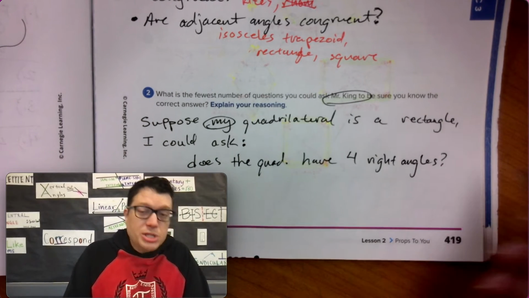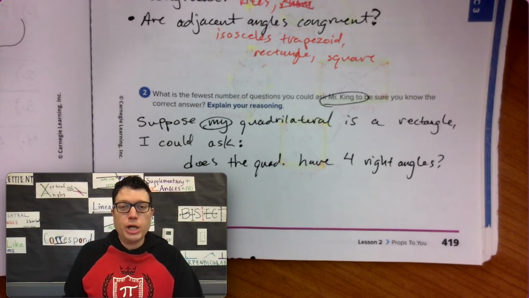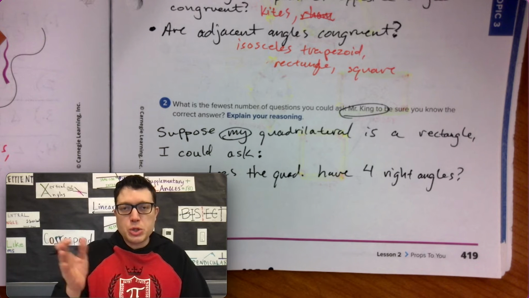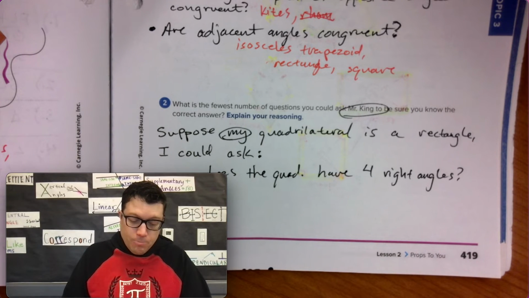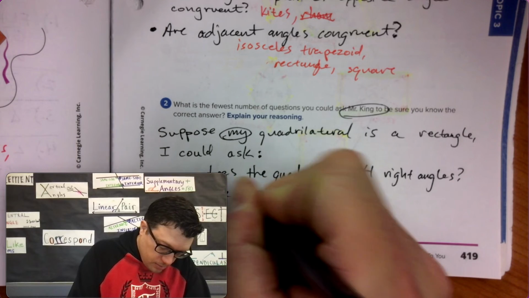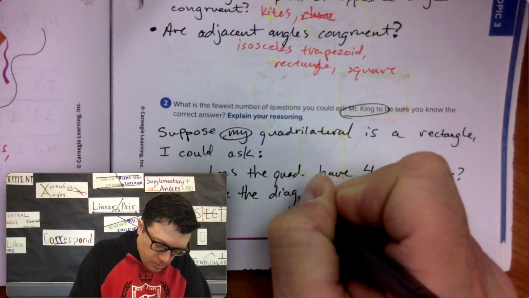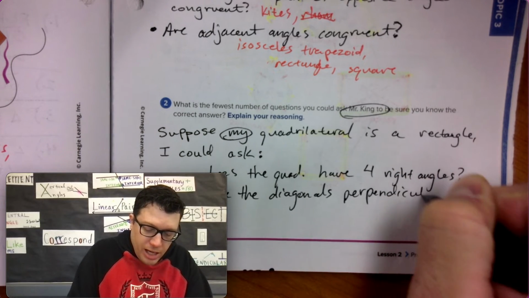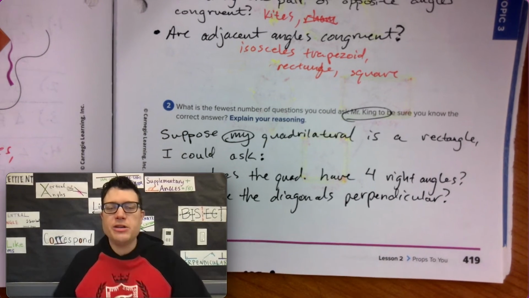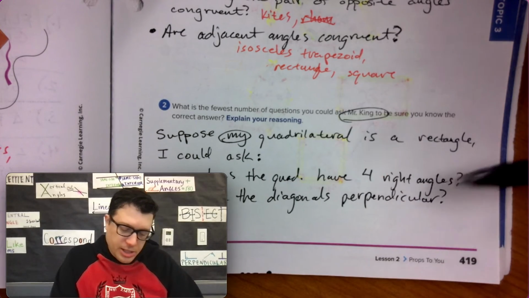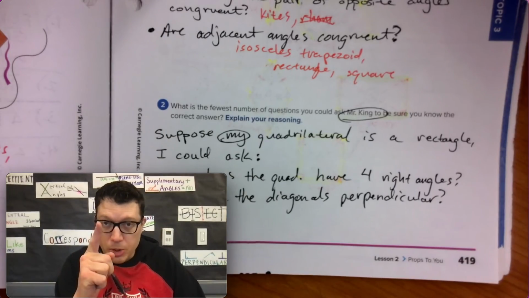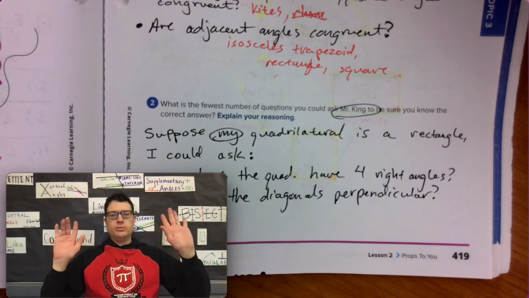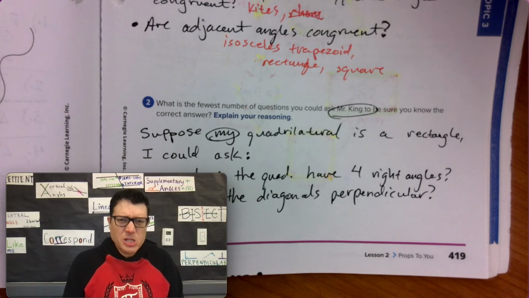That's a good question. Once you nail that one down, your choice is just between rectangles and squares. So your second question to know whether it's a square or not could be, are the diagonals perpendicular? In 2 questions, yes and no in the right order, I've identified that you have a rectangle. Does the quadrilateral have 4 right angles? Yes. Squares are rectangles. Are the diagonals perpendicular? No. Rectangle. Put it down.